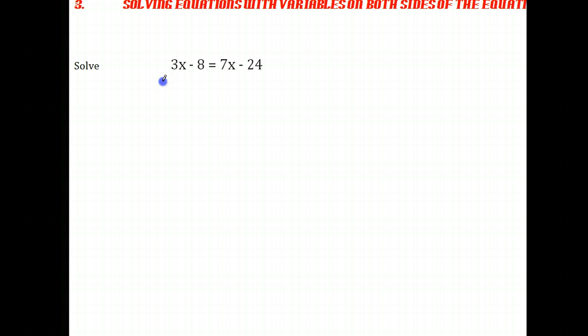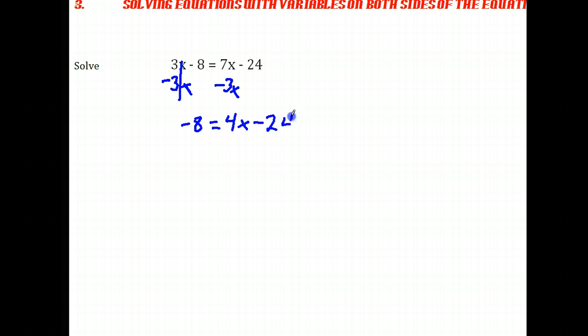I'm going to choose to subtract the 3x because when you subtract the smaller of the two terms, you usually end up with less negative signs. So less negative signs, less integer rules to worry about. Right, so that cancels. Don't forget, minus 8 is the same as plus negative 8, so that's a negative 8 there. 7x minus 3x is a 4x. And then we have minus 24.